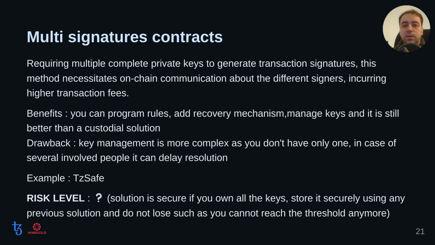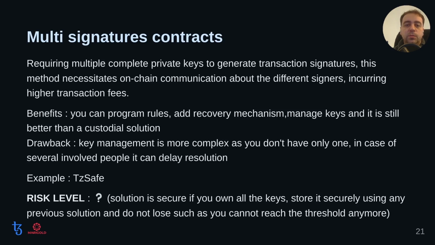There are benefits to using a smart contract: you can manage the keys, the rules over them, and add a recovery mechanism. And of course, you remove the custodial solution. The drawback is you have more complexity in the key management because you have several keys. So if you want to sign a transaction, you have to sign 3 times with 3 different keys. If you have someone in the middle that is part of the threshold to pass the transaction, and they are not available, it can also delay the transaction.